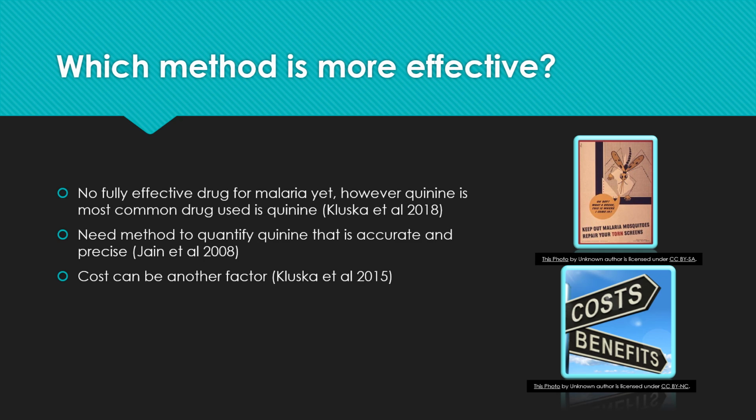Therefore, the method chosen today to effectively quantify quinine is HPLC-UV. As even though it may be pricier than AAS initially, the efficacy and precision of the method far outweigh the cost.